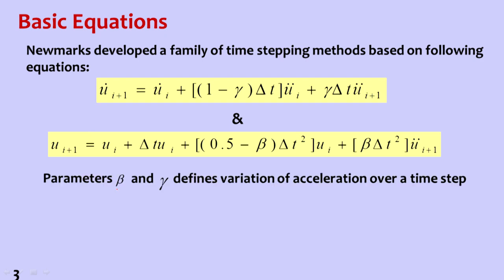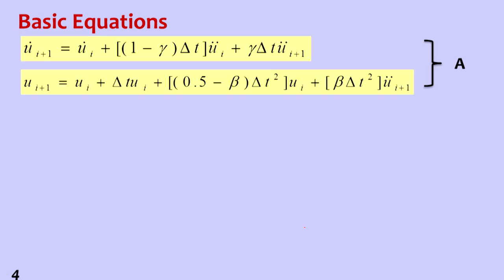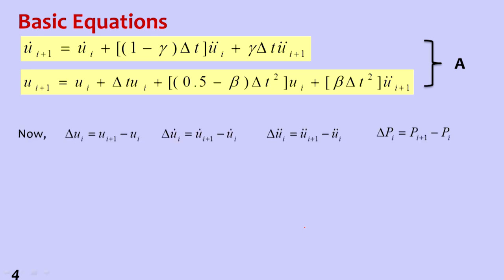The parameters beta and gamma define the variation of acceleration over the time step. The usual value of gamma is 1 by 2, and the beta value can range from 1 by 6 to 1 by 4. Depending on the case, we will use this beta value. Now, these are the basic equations as shown in the earlier slide.